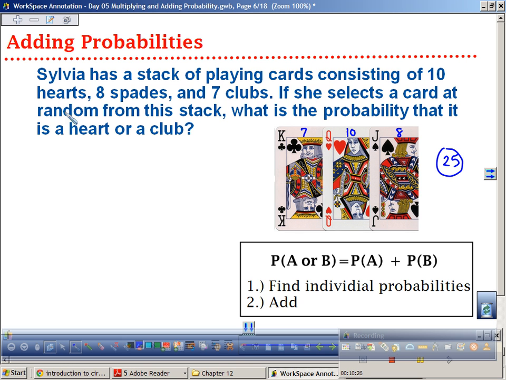All right, if she selects a card at random from this stack, what is the probability that it is a heart or a club? So let's see, probability of a heart. The or means plus, probability of a club. So the probability of a heart, well, there are 10 hearts out of 25 cards.